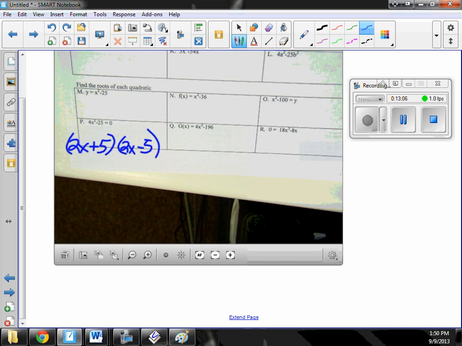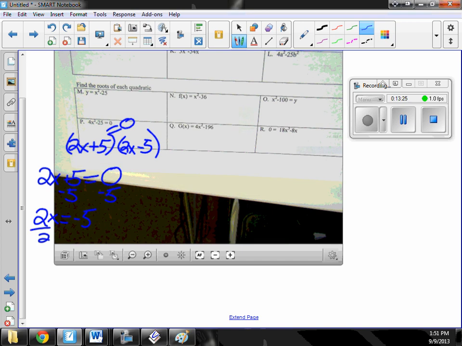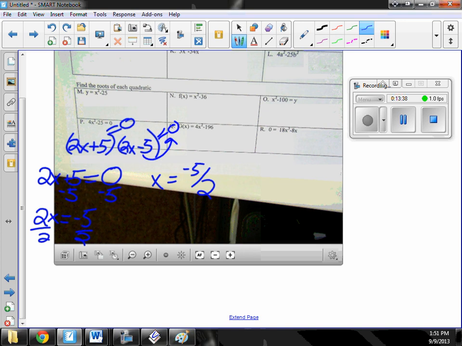What number makes this equal 0? Well, that's a little bit hard to think about, so let's just solve it. What is 2x plus 5 equals 0? I'm going to subtract 5, 2x equals negative 5, divide by 2, and I get x is negative 5 halves (negative 2.5). So on the other one, I set that equal to 0. Going to add 5 and divide by 2, so it's just plus or minus 5 halves.